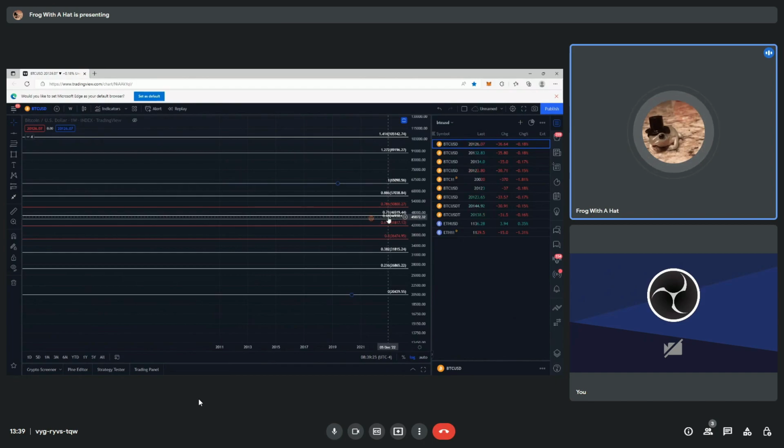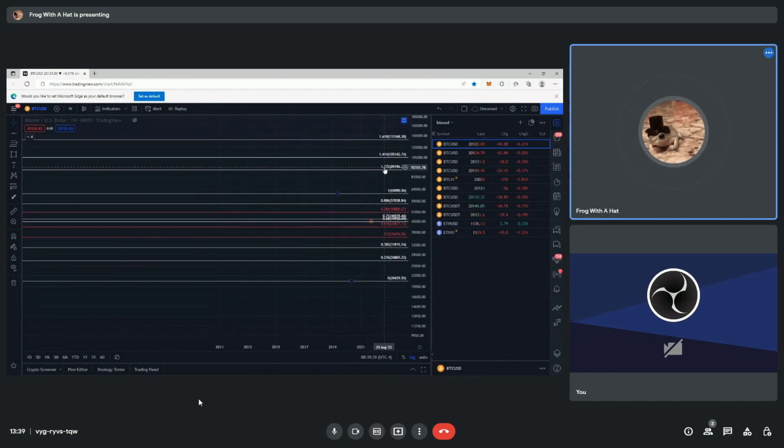You got the 0.68 and the 0.71. This is called the golden pocket. I'll talk about it later. We got the 0.786 critical line, and you got the 0.886. You also have these lines, the 1.272, 1.414, 1.618. These are called take profit lines, and I'll also talk about it.